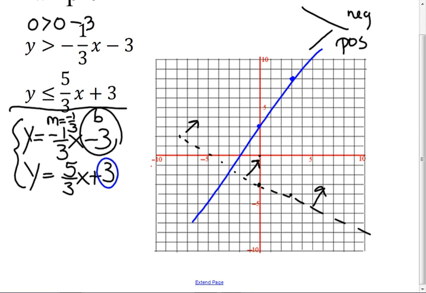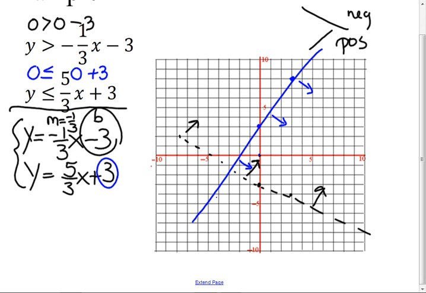Now, what about this one, the blue one? Let's try 0. Is 0 less than or equal to 0 plus 3? Okay, Allison? Is this a true statement? 0 is less than 0 plus 3, or is it false? It's true. Okay, Mariah? So I get to shade the side that has the origin in it. So it looks like this.